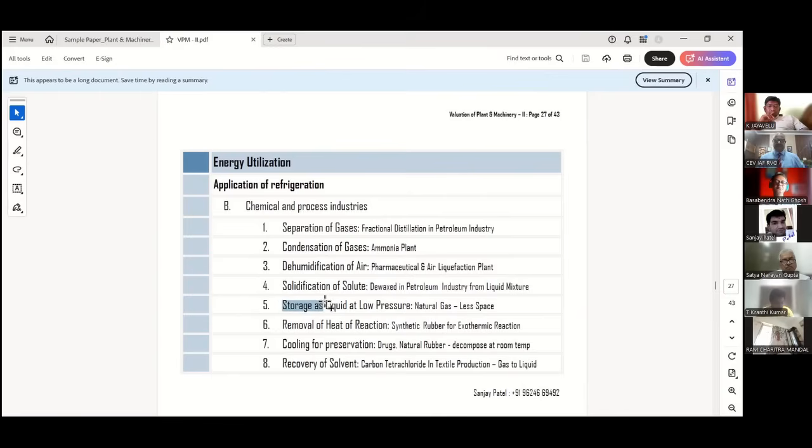And storage of liquids at low pressure, just like natural gas, LPG gas that we use at home as a gas cylinder. Right? CNG gas also comes in the form of liquid, and when pressure is released, it is converted into gaseous form.